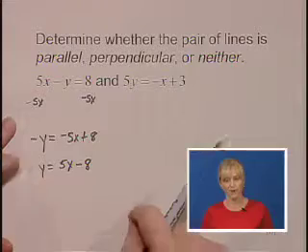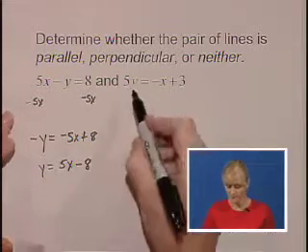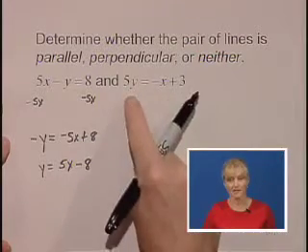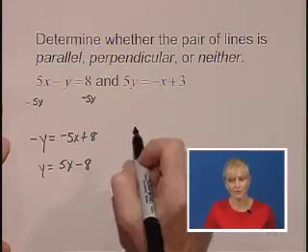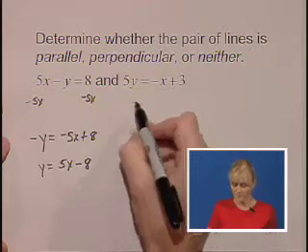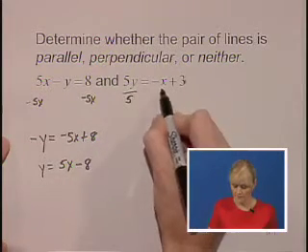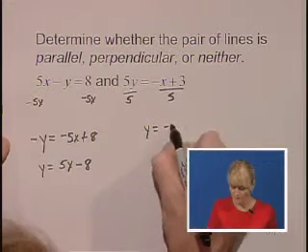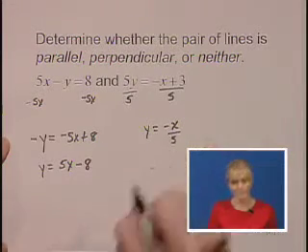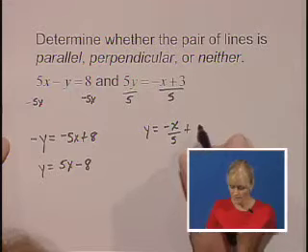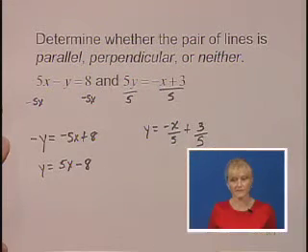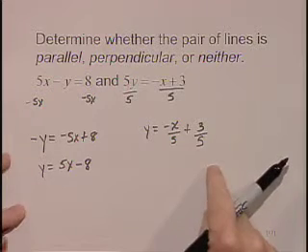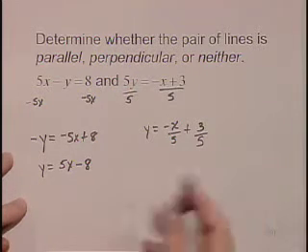Let's do the same for our second equation. We already have y isolated on one side, we just need to isolate it completely. So we need to divide both sides through by 5. So we'll have y is equal to negative x divided by 5 plus 3 divided by 5. We now have these ready in the slope-intercept form to compare their slopes.